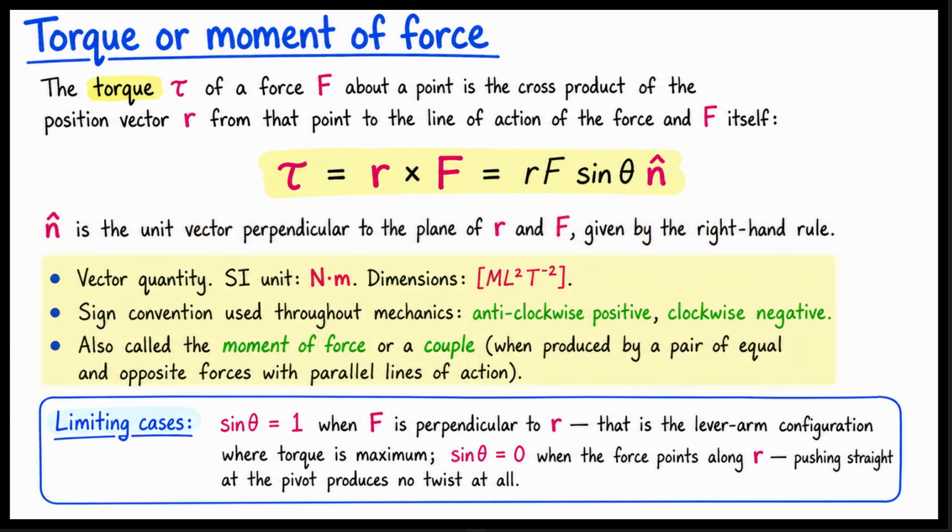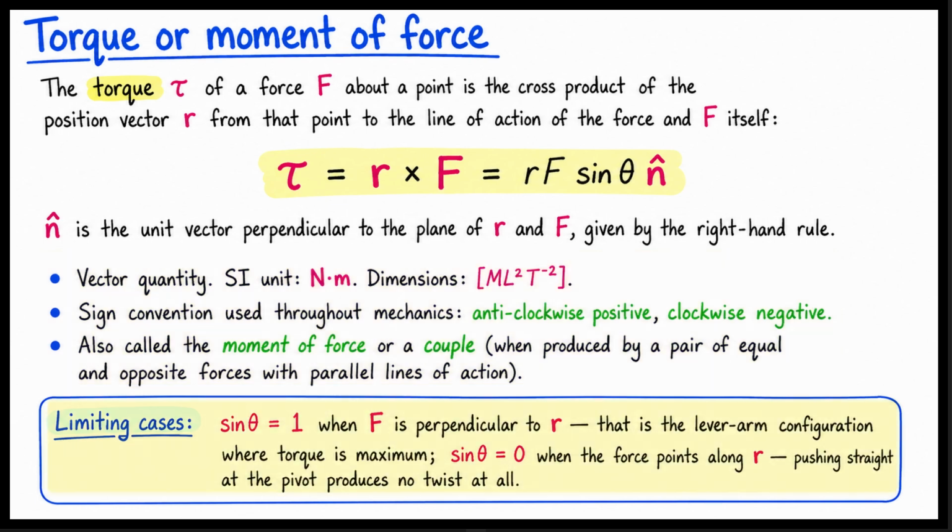Torque is a vector quantity. Its SI unit is the Newton meter, and its dimensions are M L squared T to the minus 2. The sign convention we will use throughout mechanics is anticlockwise positive and clockwise negative. Torque is also called the moment of force, or a couple when it is produced by a pair of equal and opposite forces with parallel lines of action.